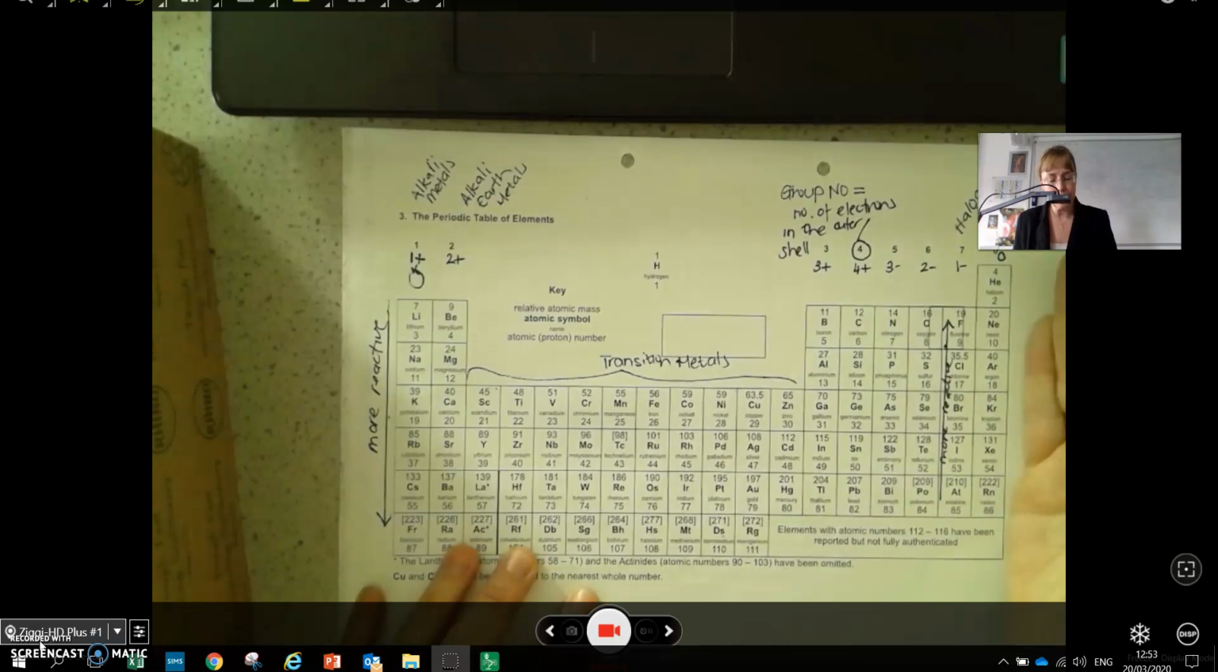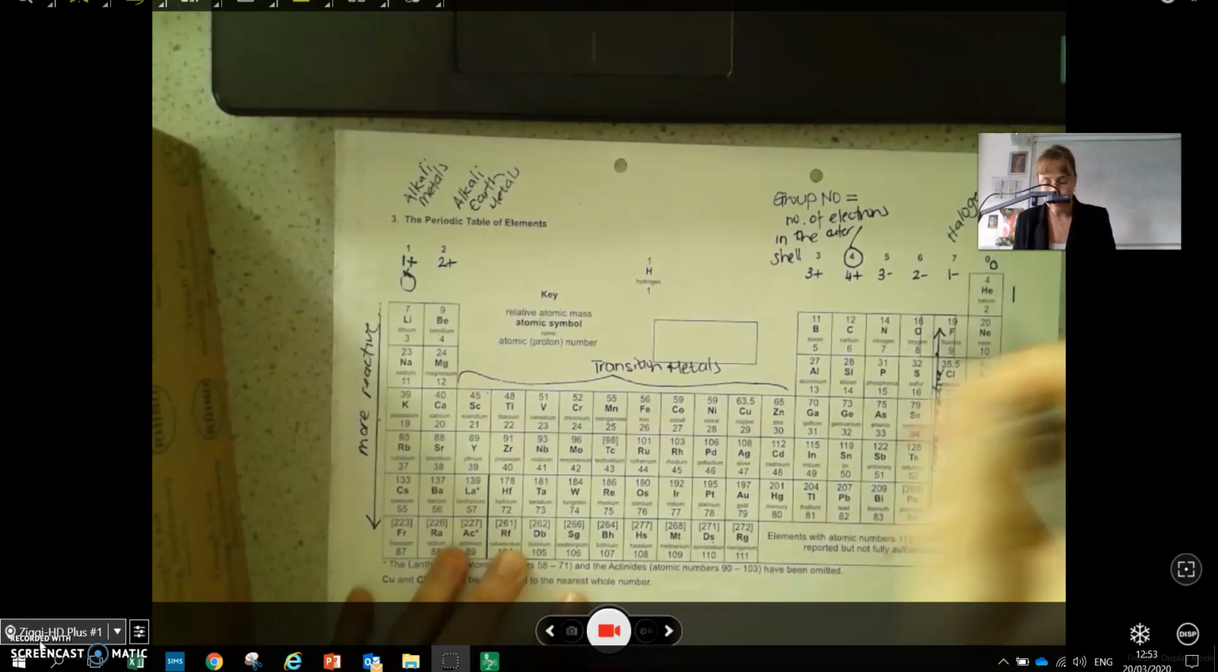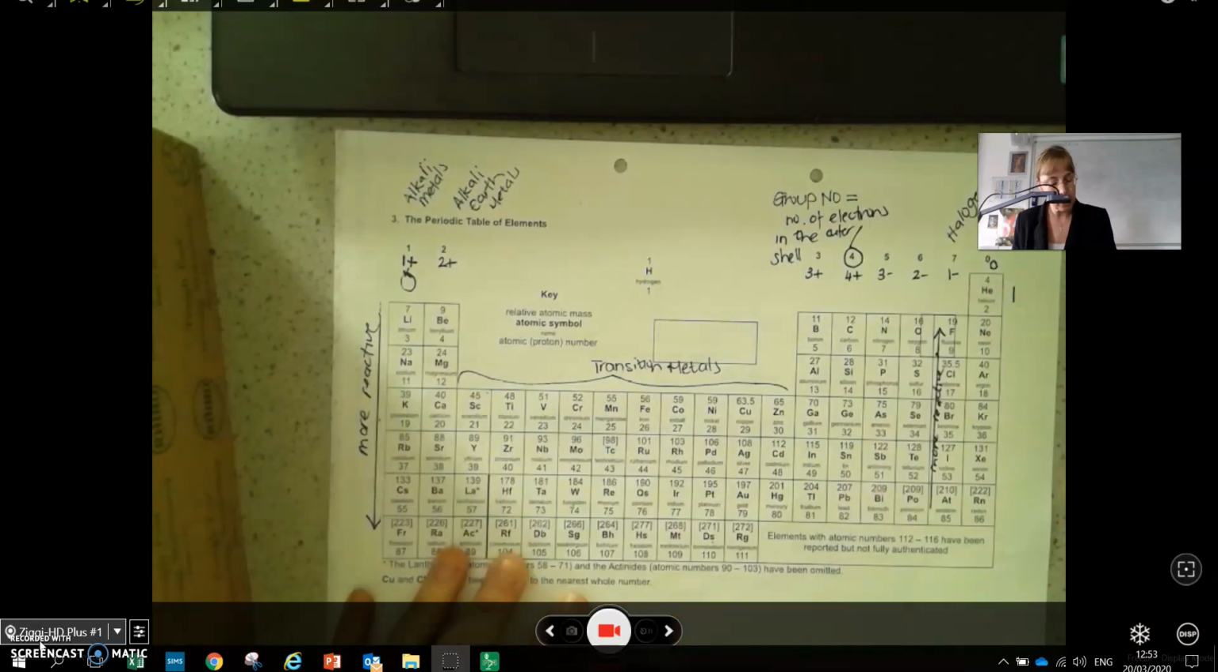Now while I'm on this side of the periodic table, the periods or the rows also tell me some useful information, and always start on this side, 1, because if you start on this side you'll start 1 below in row 2, and then it will all be a mess. So start on this side, 1, 2, 3, 4, 5, and 6. And this tells me the number of shells that my atom will have. So basically, as I go down the period, I'm going to have more shells.